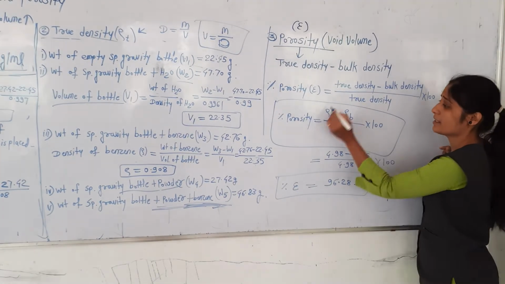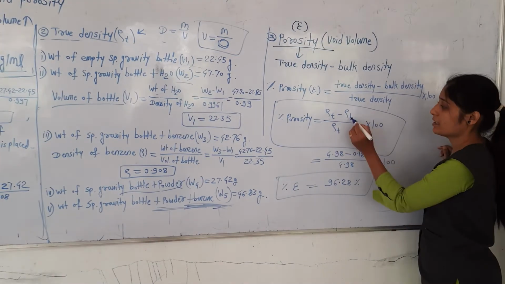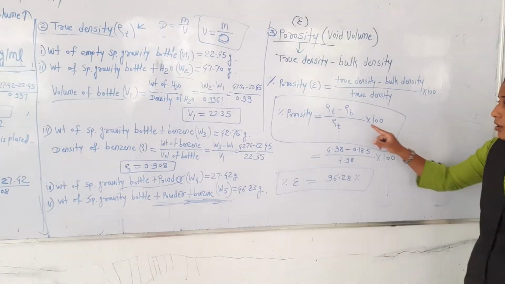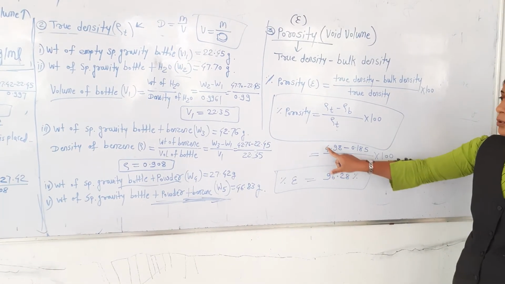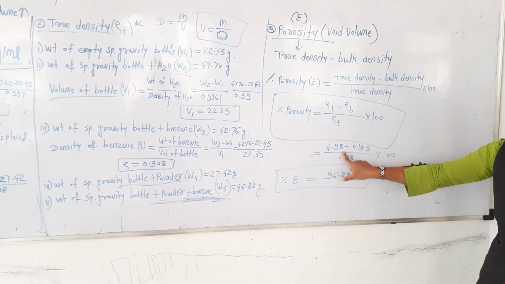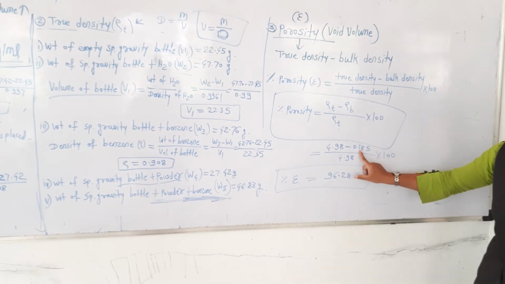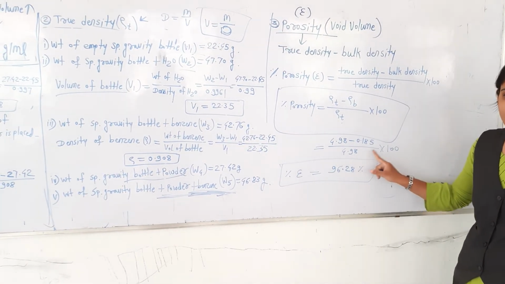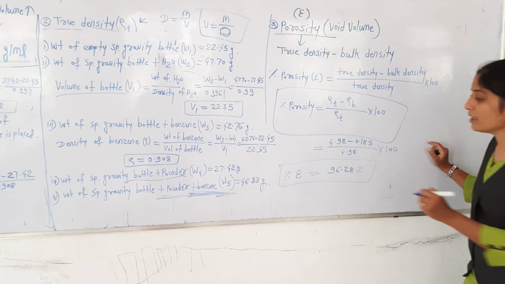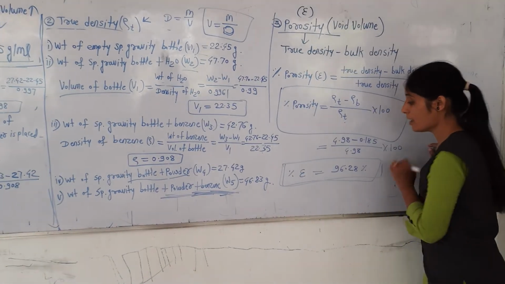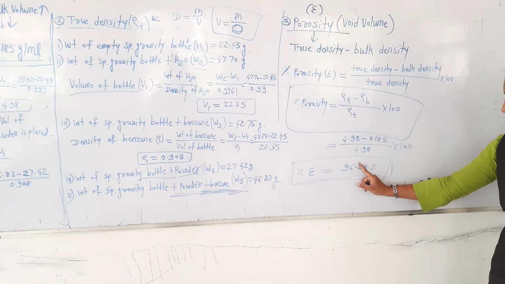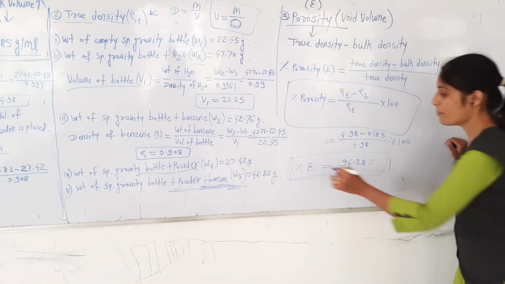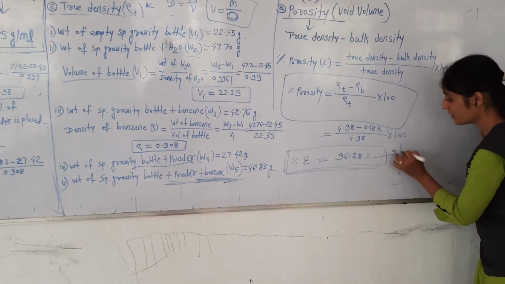So the true density is rho T, the bulk density is rho B, divided by again rho T, multiplied by 100. Write down here the true density value, 4.98. The bulk density value is 0.185, again divided by the true density 4.98, multiplied by 100. The final percentage porosity is 96.28.